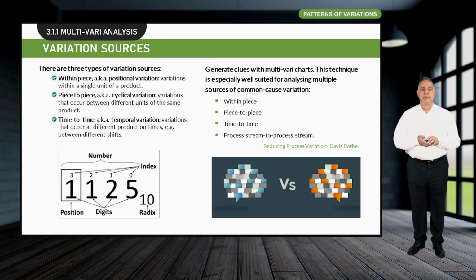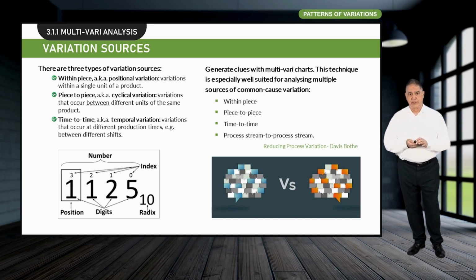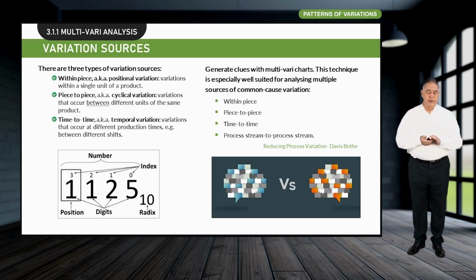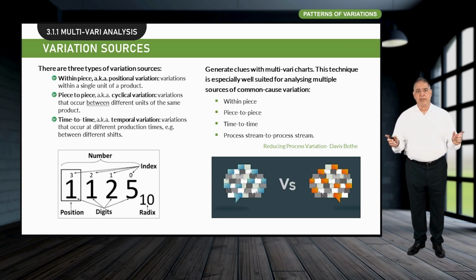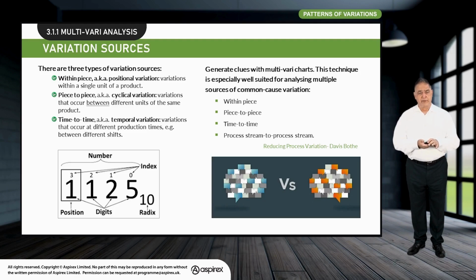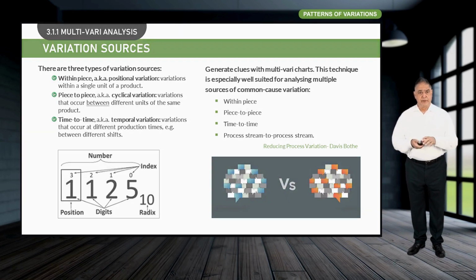The good thing about multi-vari analysis and the associated tools, which are the multi-vari charts, is that they help us generate clues, and this is particularly useful for analyzing multiple causes of common cause variation within piece, which means within the same unit of product, piece to piece between different pieces of the same type of product over time, and also between different process streams that are producing the same type of product. For example, different production lines or different machines.